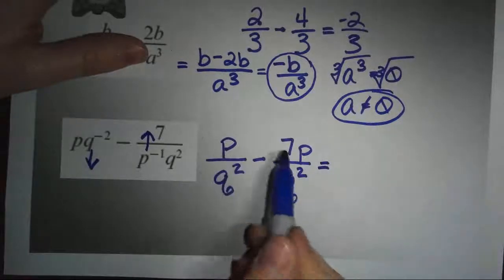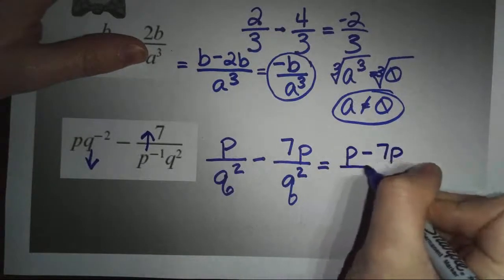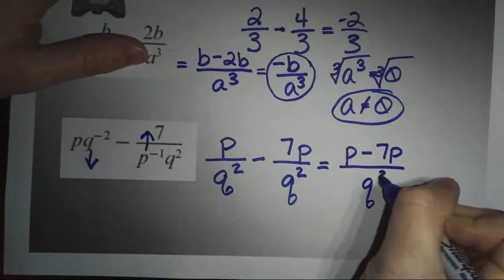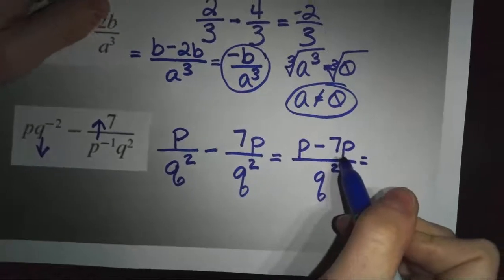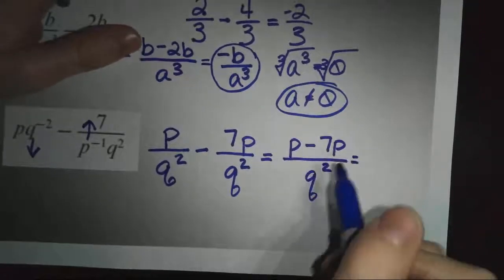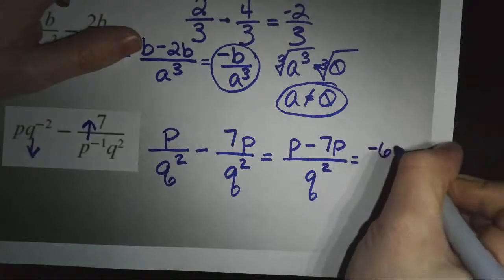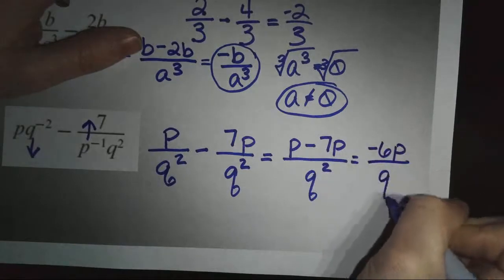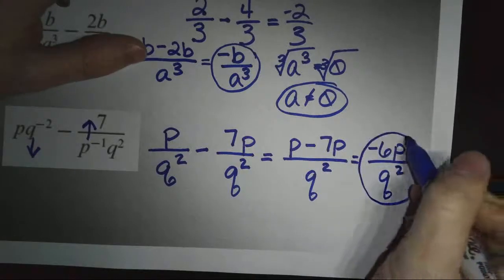So that means we can combine their numerators. P minus 7p all over q squared. And since p and 7p are like terms, we can combine them. 1p minus 7p would give us a negative 6p, and it's all over q squared. Now that's the simplified form.